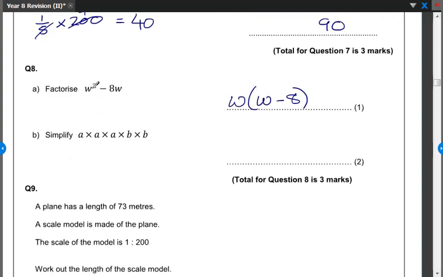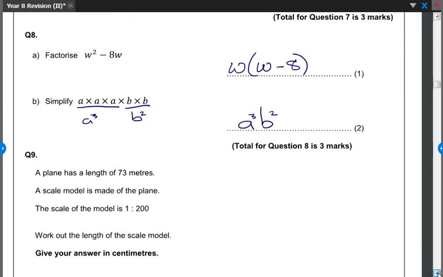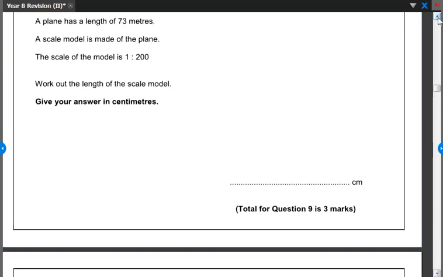So w times w is w squared. w times negative 8, negative 8w. Simplify this. I know so many people make mistakes on this. So we have a times a, which is a cubed. And we have b times b, which is b squared. Your answer is a cubed b squared. We move on. 2 marks, easy peasy there.